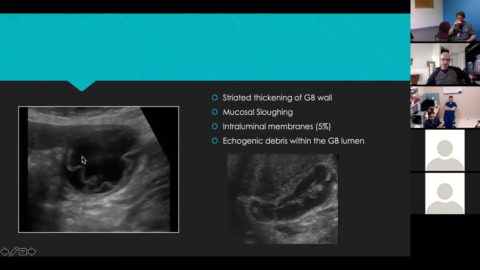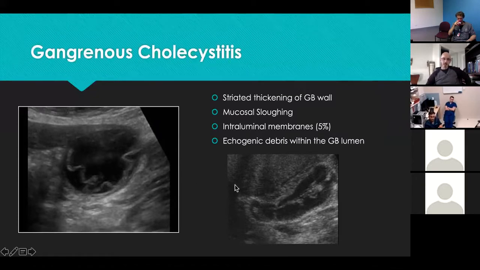For example, in this one, you can see a quite thickened gallbladder wall with this sloughing of the mucosa inside the gallbladder, and you can see that pretty much echogenic material in the gallbladder, a very thickened, striated gallbladder wall, and that is an example of gangrenous cholecystitis. Again, if you put some color, you might see some flow in the gallbladder wall.